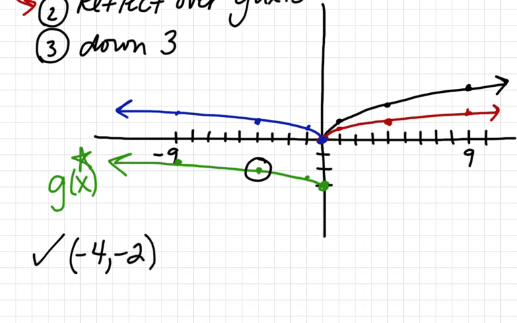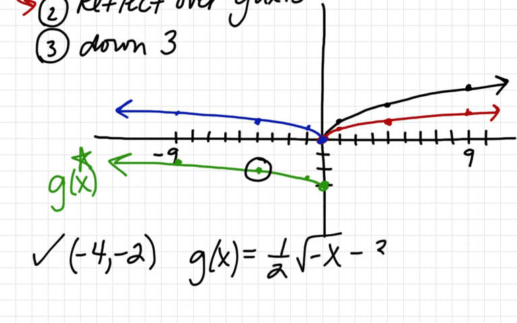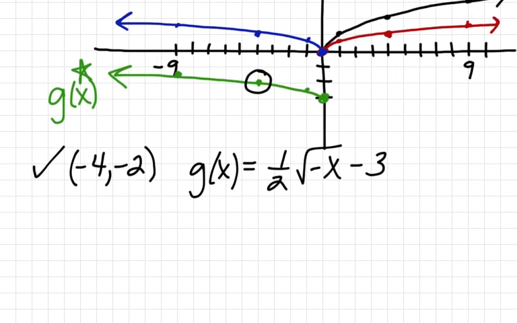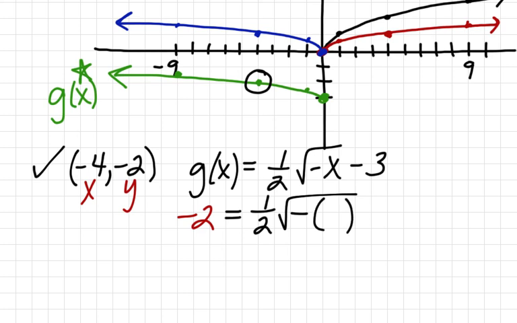So let's just check. So the original function, g of x, was 1/2 times the square root of -x minus 3. So in checking, we're just going to plug in -4 for x and -2 for y. So we're just substituting here. So we're saying that the y value is -2, and then we're substituting the x value that we got for our graph, which was -4. And we're just testing to see if this is true. You could even put a question mark over the equal sign.